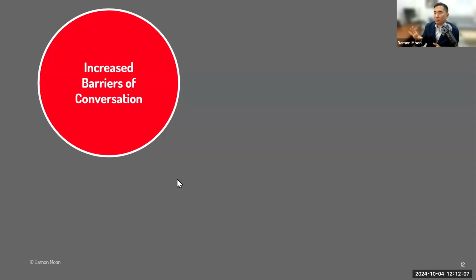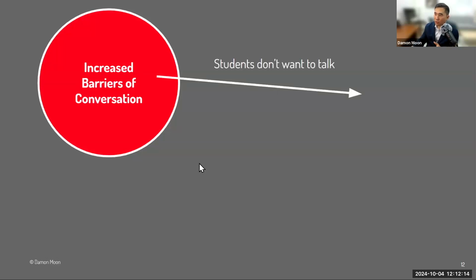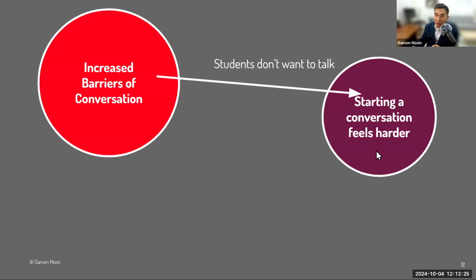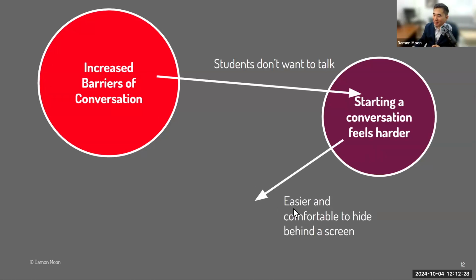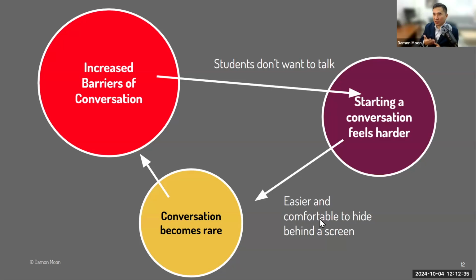When I think about the mechanism of what's going on, there are increased barriers of conversation. When there's an increased barrier of conversation, whether it's students or couples or even in the workplace, people don't want to talk. So starting a conversation feels much harder, and it becomes easier and more comfortable to hide behind the screen. As people hide behind the screen, whether through their phones or having the laptop in front of them, not really paying attention, the conversation becomes even more rare. So now new people coming into the classroom see even more increased barriers of conversation. It becomes a downward spiral. That's what's going on in terms of the mechanism of loneliness.